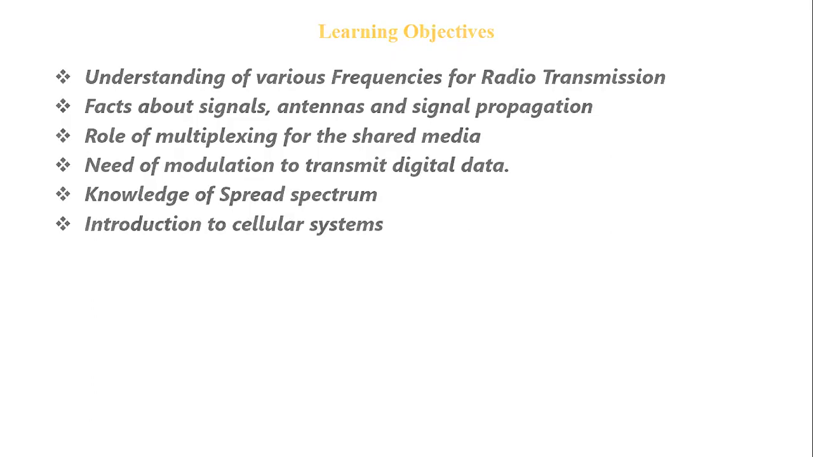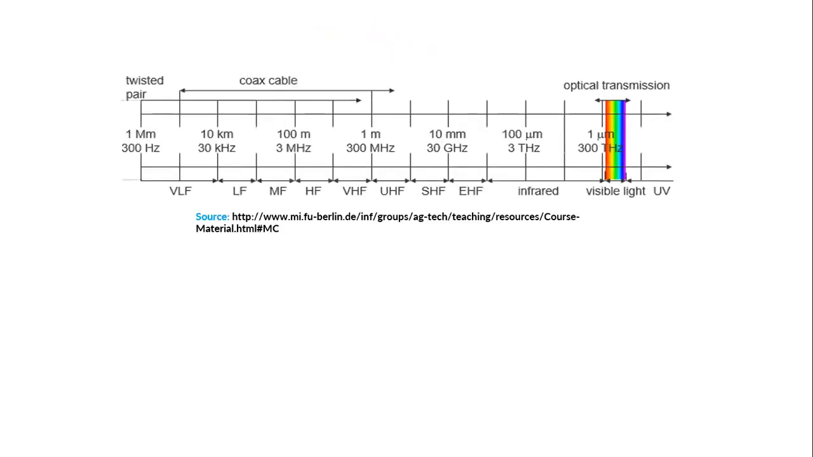So let us start with the frequency bands for radio communication. These are the various frequencies available for radio communication, starting from very low frequency to infrared frequency, visible light and ultraviolet frequency. These are the different frequencies available, and different frequencies are used for different types of communication. So let us understand which frequencies are used for which communication.